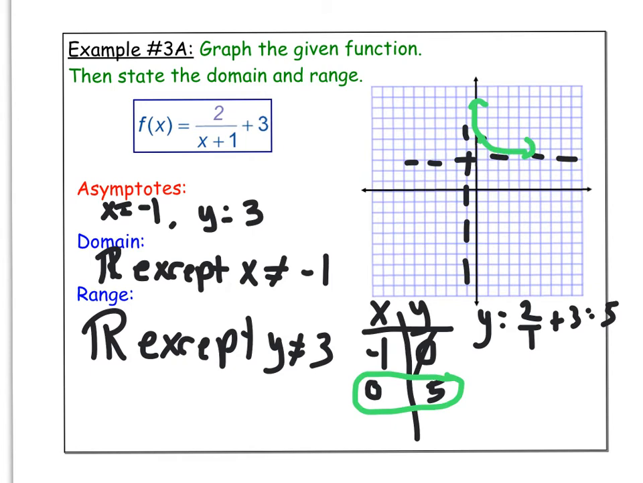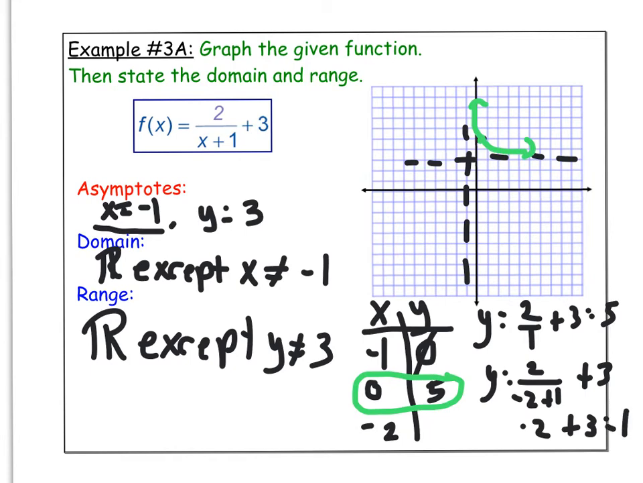So let's check another one, the other side of the asymptote x equals negative 1. Let's check negative 2. So y equals 2 divided by negative 2 plus 1, plus 3. 2 over negative 1 is negative 2, plus 3. You get 1. So negative 2, positive 1 is right there. Let's change again to green. The curve that fits this is actually only these two branches right here.